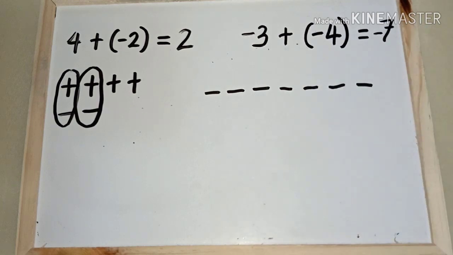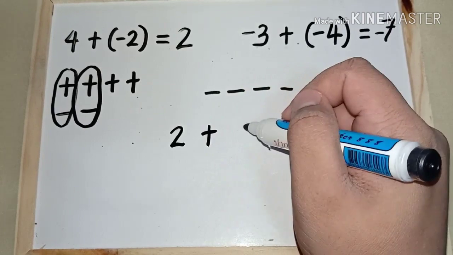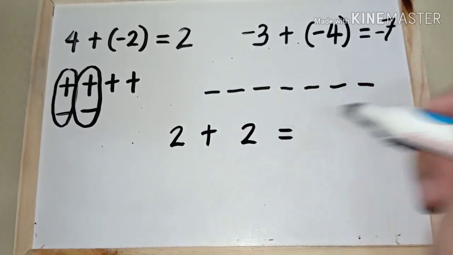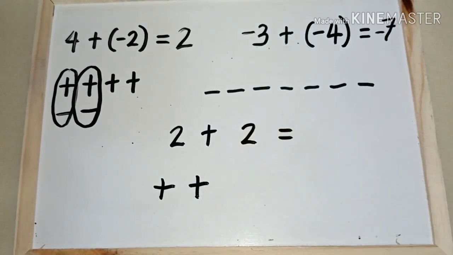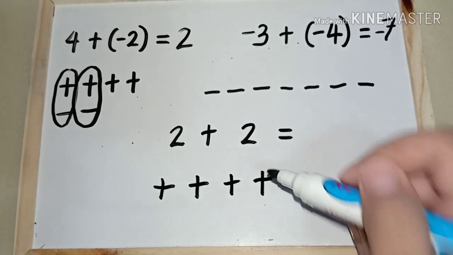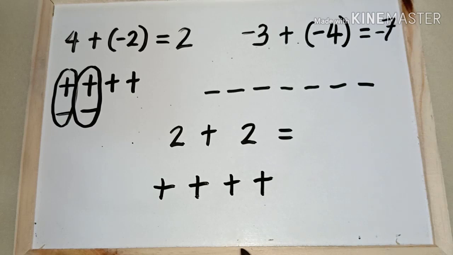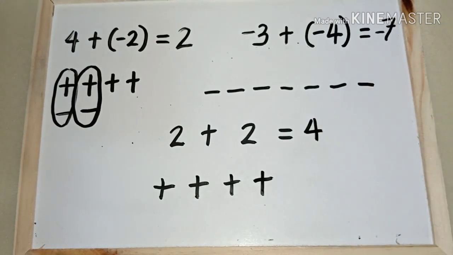How about if both numbers are positive? 2 plus positive 2 equals blank. So just draw 2 tiles there, positive symbol, plus you add another 2 positive. And if you notice again, there's no negative symbol. So that means you just have to count it. 1, 2, 3, 4. So that means 2 plus 2 is positive 4.